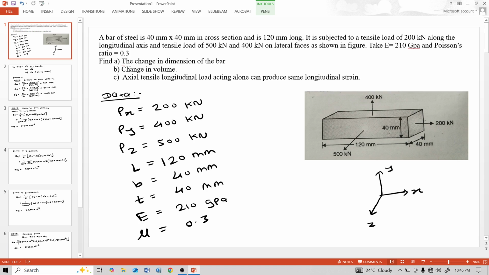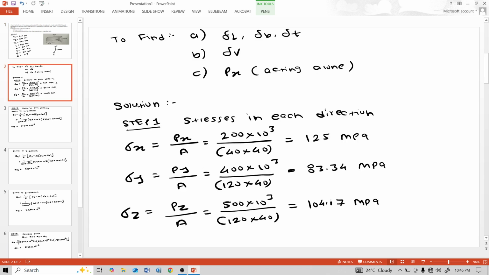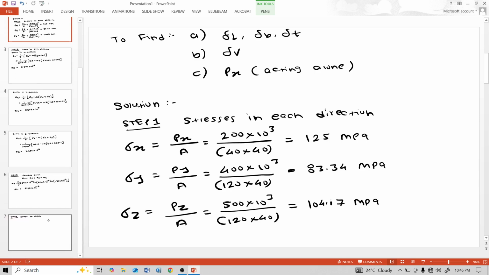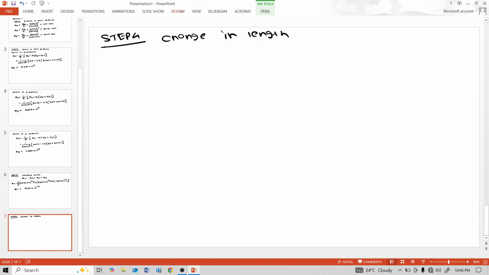Find A first, the change in dimension of the bar. Change in dimension of the bar is change in length, change in breadth, and change in thickness. So calculate change in length. For calculation of change in length, strain in x direction is change in length to the original length. Therefore, change in length is equal to strain in x direction multiplied by original length.